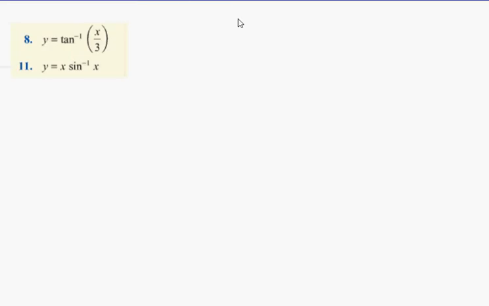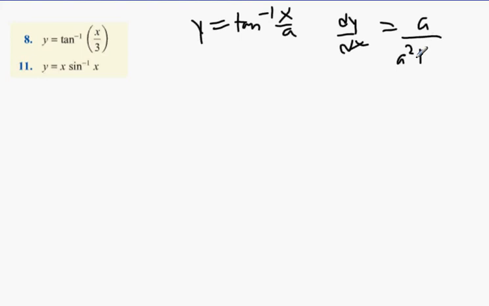Okay, here we go. Differentiate the following. First thing I need to look up is the tan inverse rule, okay? So will somebody look up the tan inverse rule that's in your tables? So you have y equals tan inverse x over a, and then we get dy/dx equals a over a squared plus x squared.